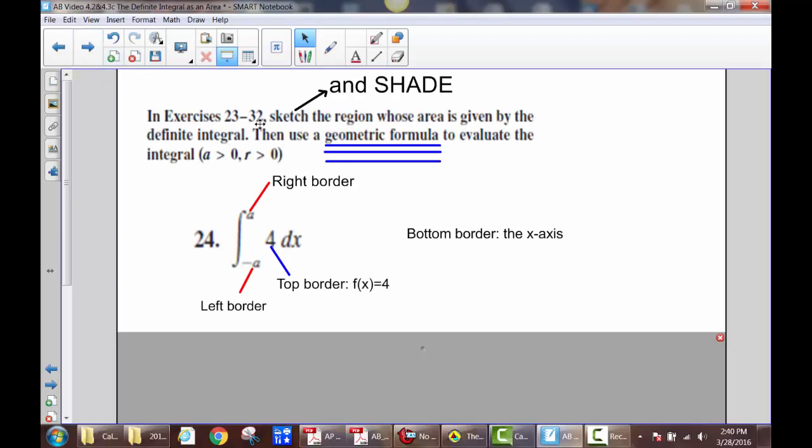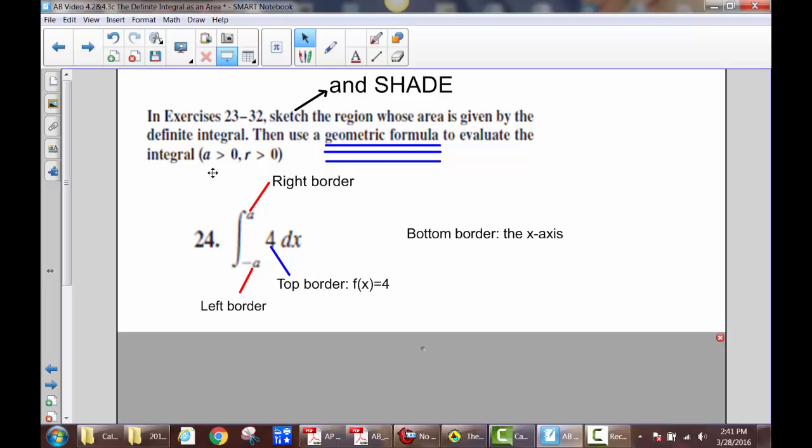So, this time they're going to give you the integral and ask you for the picture again. Instead of going from the picture to the integral, we're going from the integral to the picture. Sketch and shade the region, because it's a region, whose area is given by the definite integral. Now, the next interesting thing is they don't want you to integrate it by hand. They want you to use a geometric formula, and this is crucial, a geometric formula to evaluate the integral.